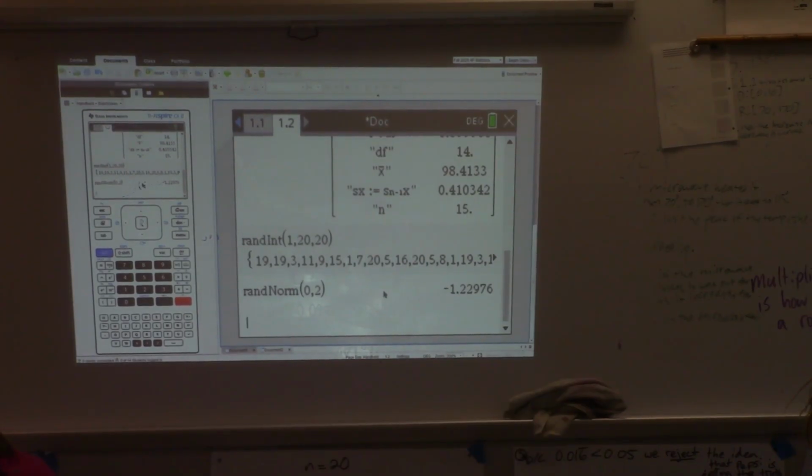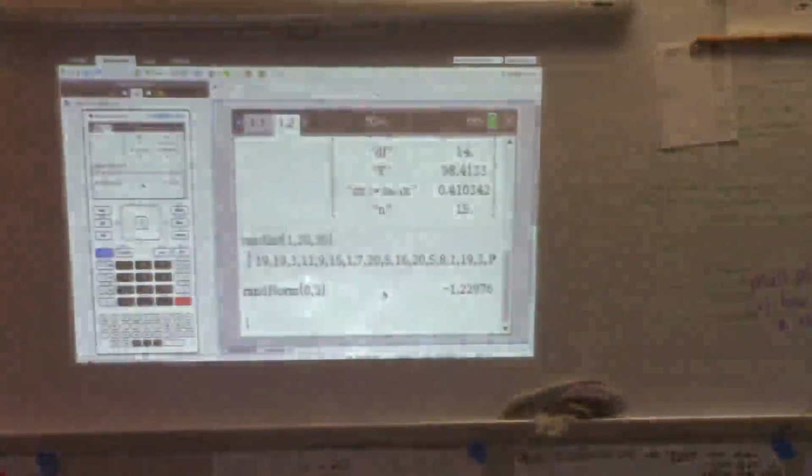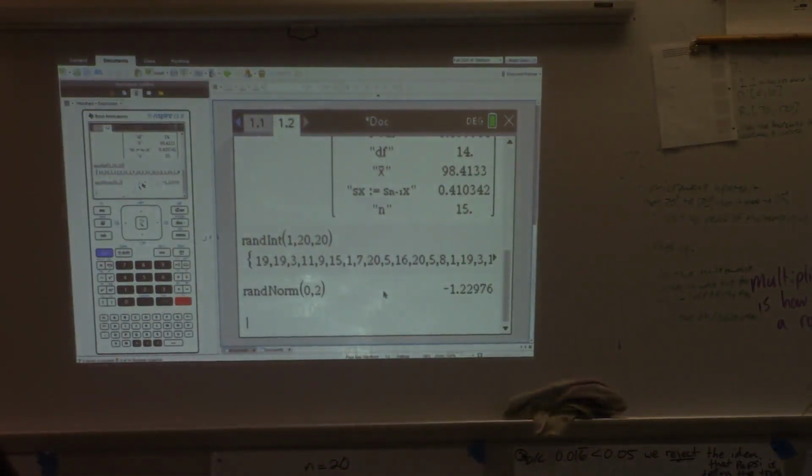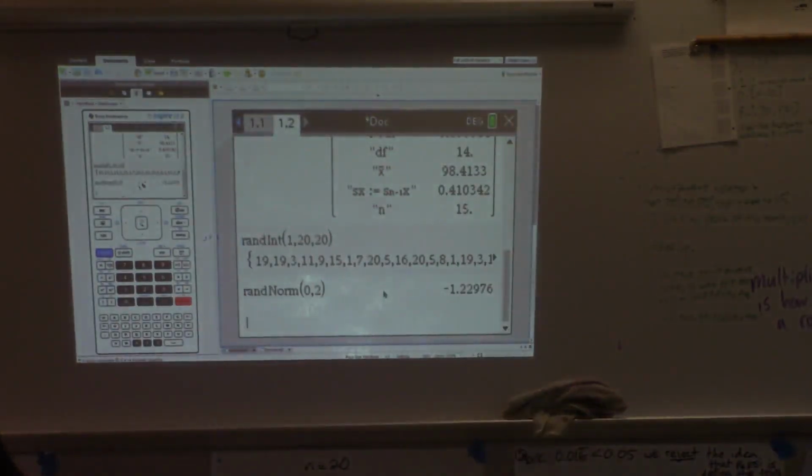Can you go, okay, so I'm on normal right now, but where did the 0 and the 2 come from? We're doing a mean of 0 and a standard deviation of 2. Oh, okay. Put that in. Where's the comma? Comma's bottom left.